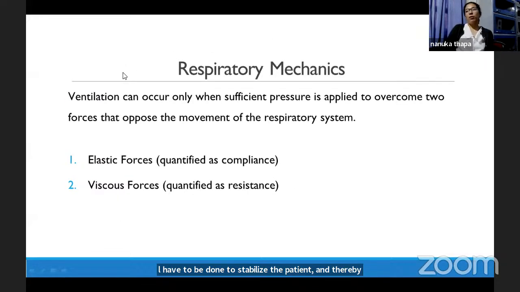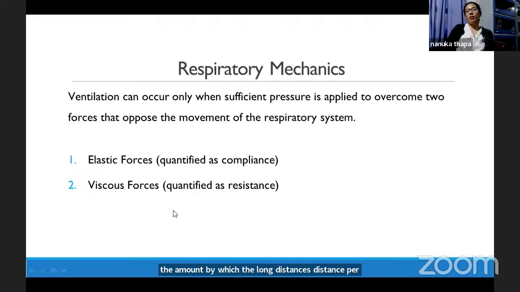Now let us study respiratory mechanics. Ventilation can occur only if there is a sufficient pressure applied. This sufficient pressure is needed to overcome two kinds of forces. One is the elastic force, defined as compliance, the amount by which the lung distends per unit of pressure applied. The second is the viscous force.